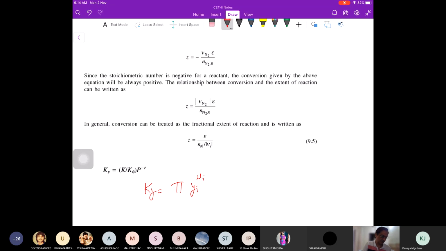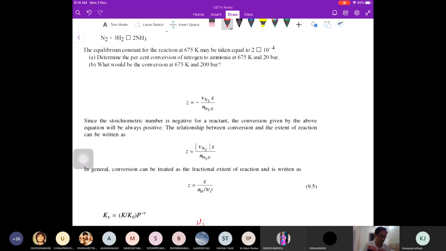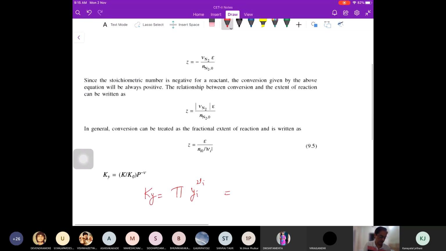What will Ky be equal to in this case? In this reaction, N2 plus 3H2 gives 2NH3. What will Ky be equal to?